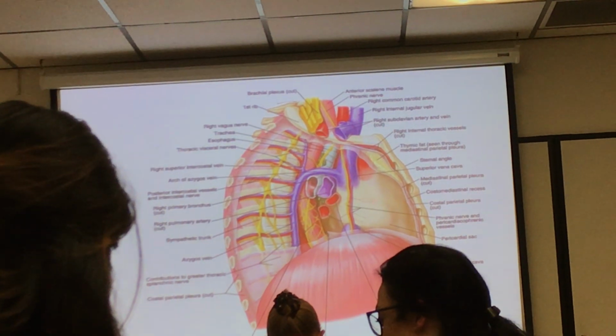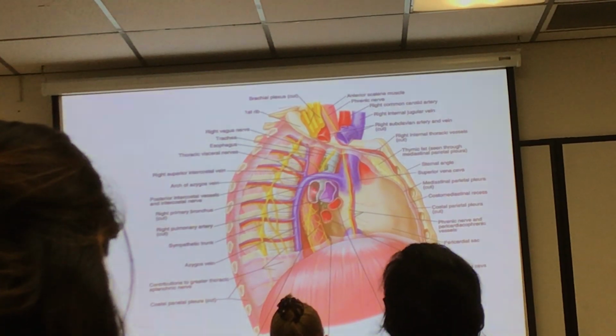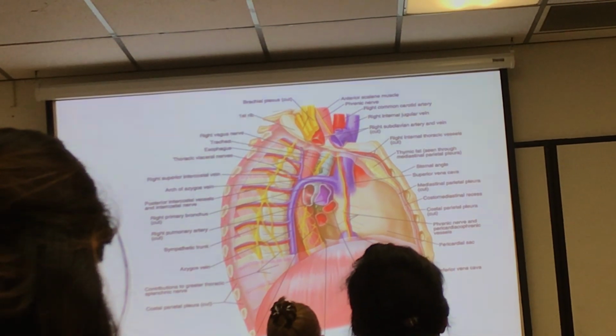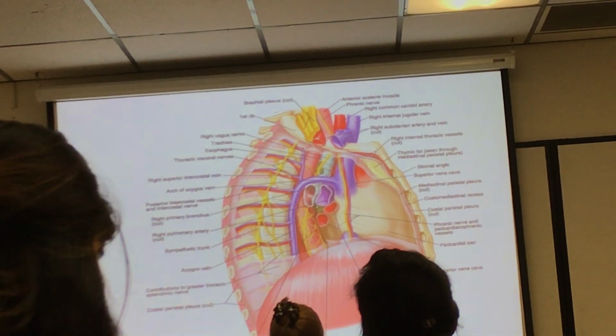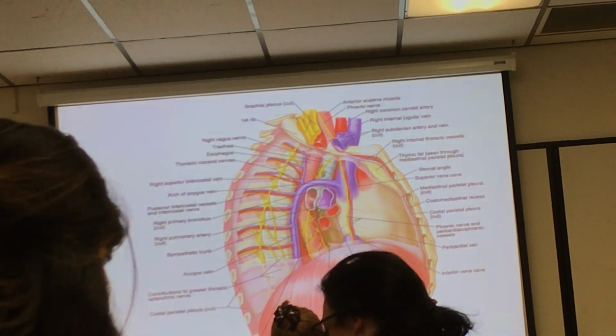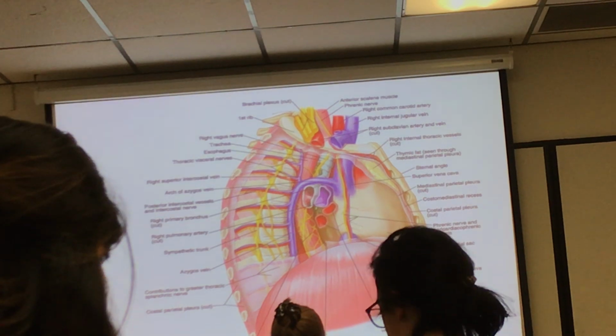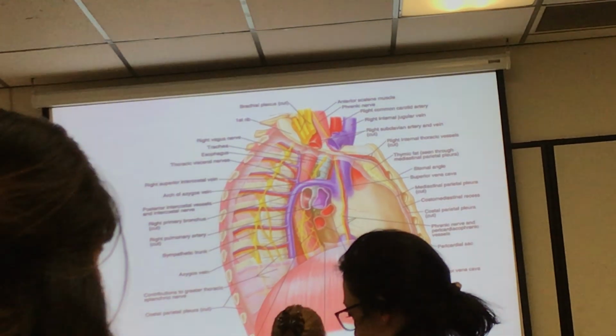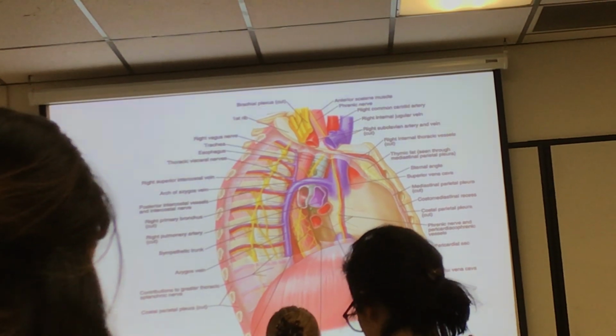So notice what we see here. Again, here's the bronchus, here's the trachea. Here would be the phrenic nerve going to the diaphragm, okay, and the vagus nerve going to the heart after it's given off branches to the lungs. And here we have the azygous vein arching into the superior vena cava.